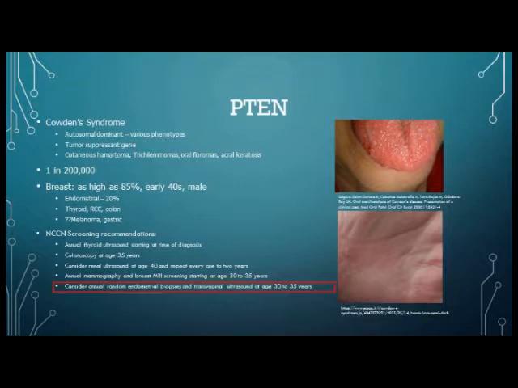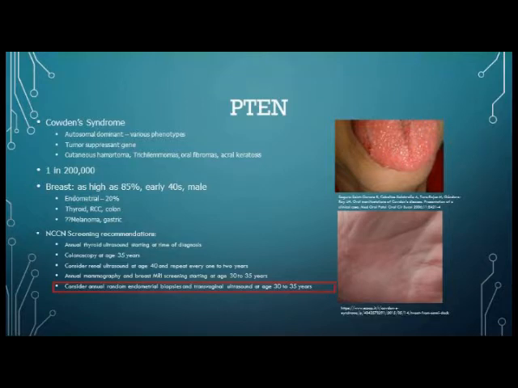Breast is the biggest risk in these patients. It tends to be early. Males are affected with this, but endometrial is about 20% risk. Thyroid's another heavy hitter, along with renal and colon, and the verdict's still out on gastric and melanomas. There might be some increased risk, but it's not as clear.